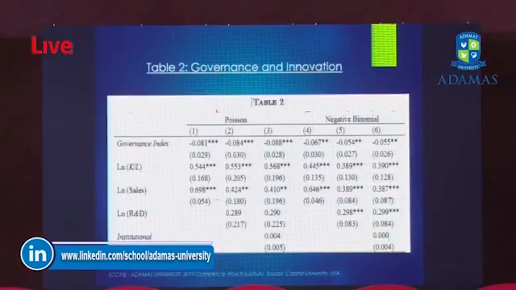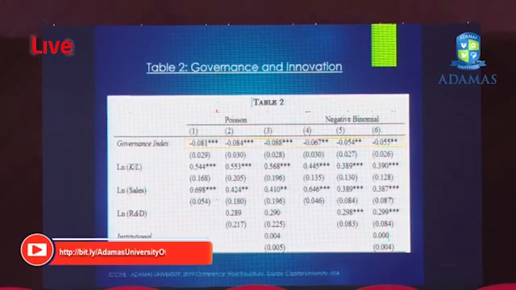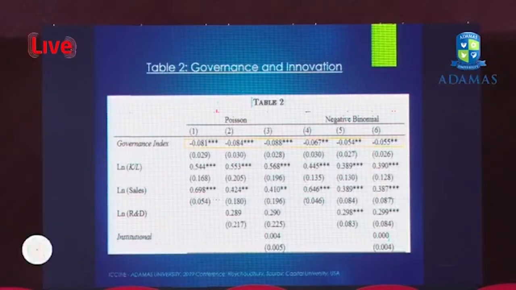So, and then we went ahead and tried to verify with our econometric methods. So this is table 2. I don't know how many of you have done econometrics, but some of you will do. But a negative significant coefficient, for example, here on the governance index means an increase in governance index, that is, as you move from better governance to poorer governance, reduces innovation. So negative, that's what I found.